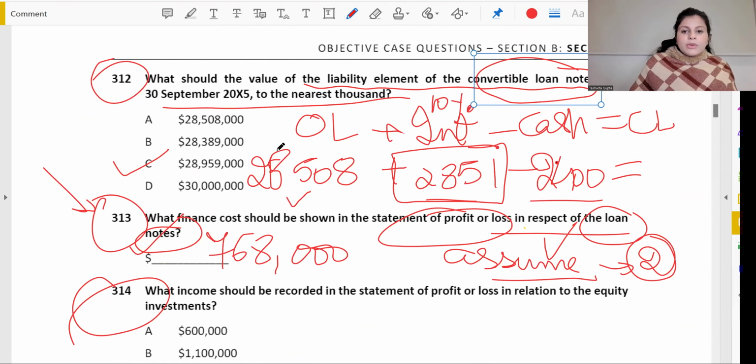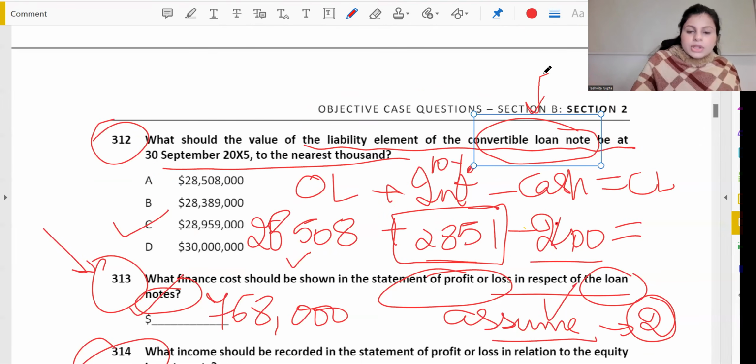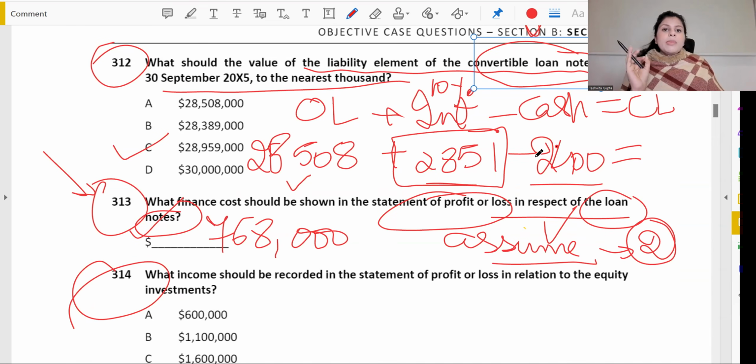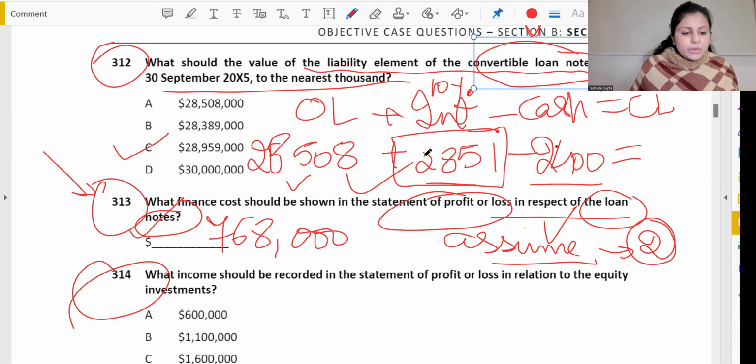Because when they wanted me to answer about convertible loan note, they mentioned convertible loan note. Now they've just plainly written loan notes. So they're talking about the plain loan notes, not the convertible ones. So this is something that you have to apply your brains on in the exam. You might be confused and include this also, but that is not to be included. Okay. Next.